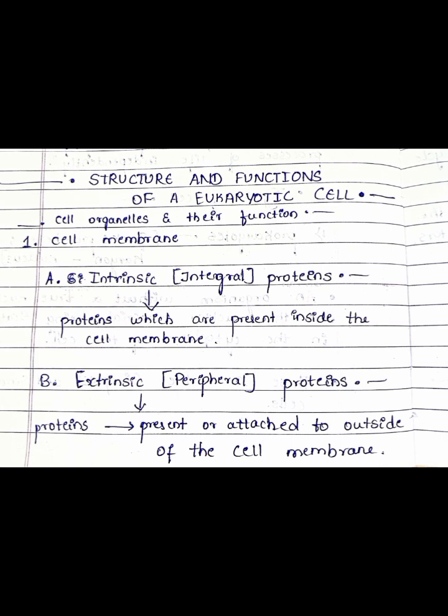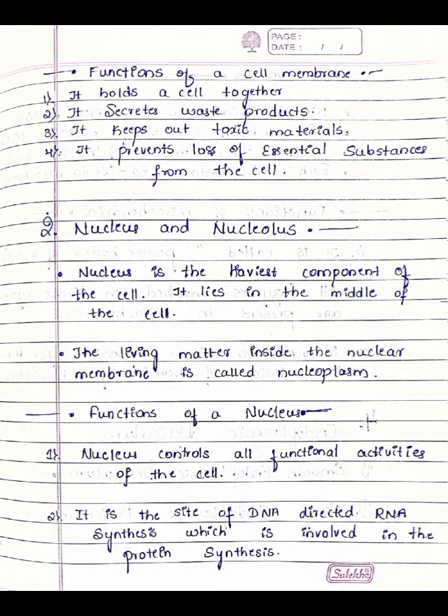Next, structure and function of eukaryotic cells. Cell organelles and their functions. First one, cell membrane. Intrinsic means integral proteins, which are present inside the cell membrane. Extrinsic, peripheral proteins, are attached to the outside of the cell membrane. Here the functions of a cell membrane: it holds a cell together, it secretes waste products, it keeps out toxic material, it prevents the loss of essential substances from the cell.